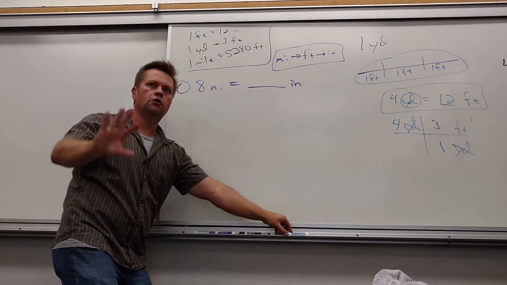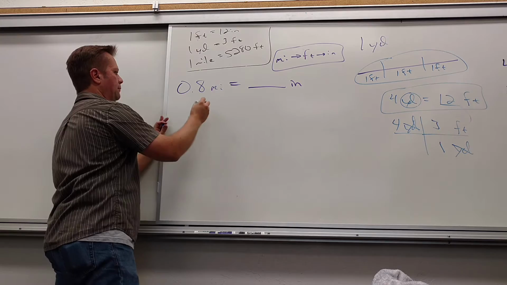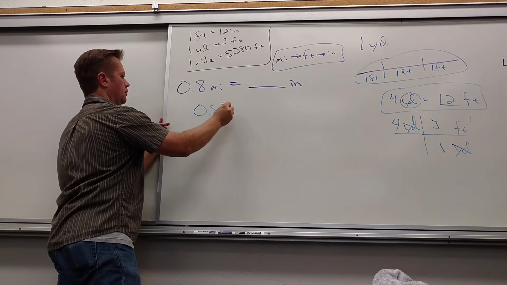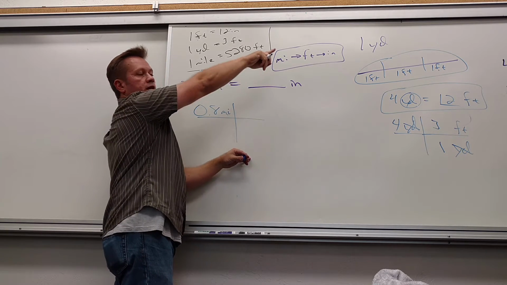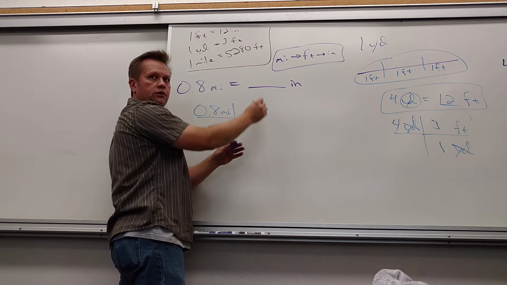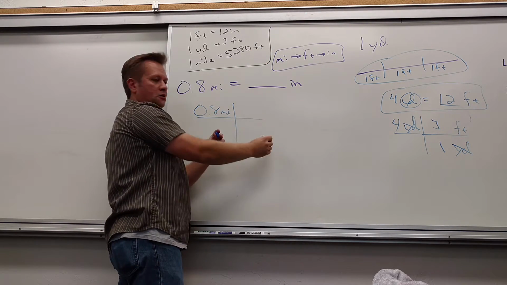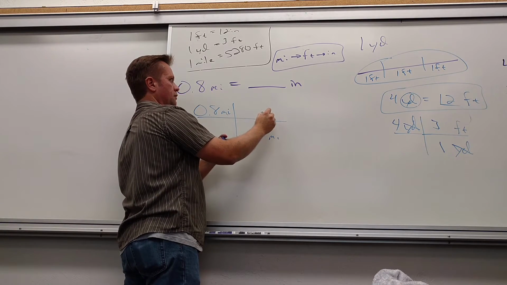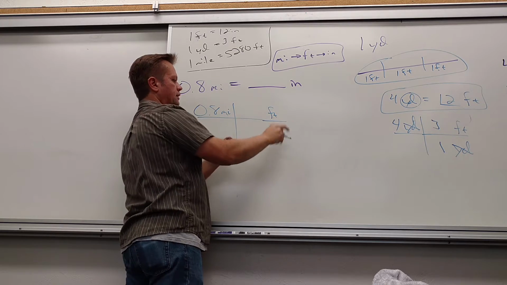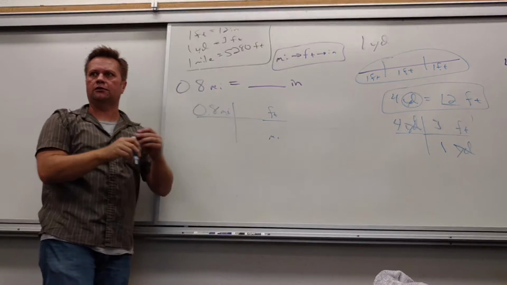So the whole thing to start us off, I'm at 0.8 miles right now. Following my path, what do I want to get rid of and what can I replace it with? I want to get rid of miles, so where do I put that? On the bottom. And I want to replace that with feet. Yes. Because I can't go directly from miles to inches. I don't have that conversion.